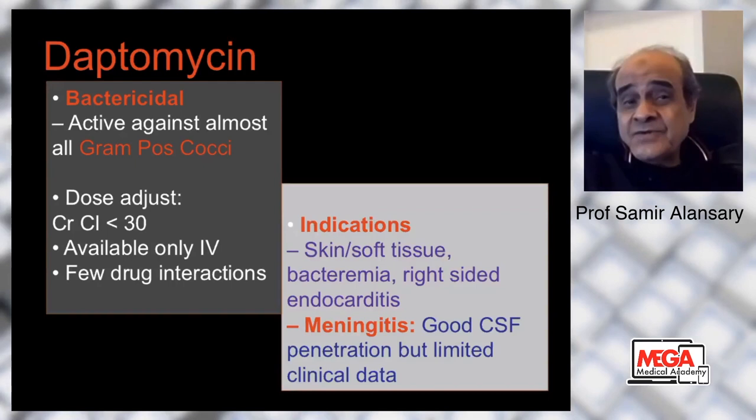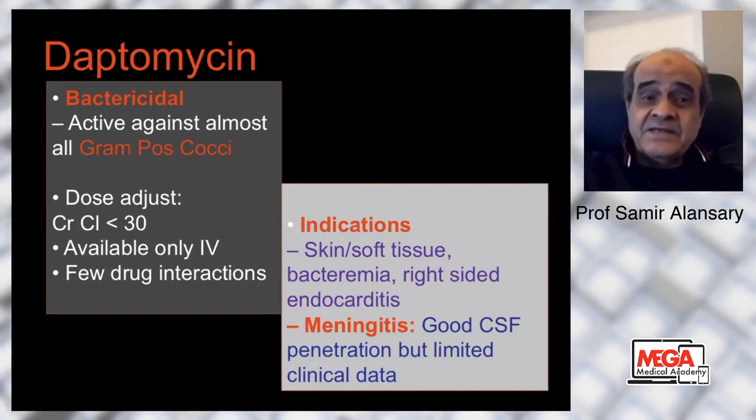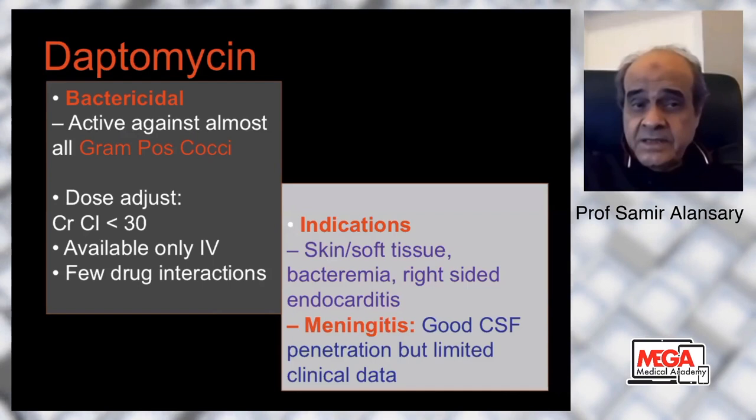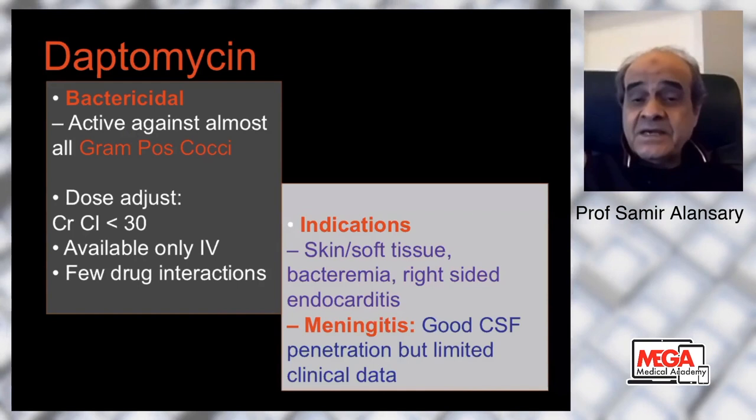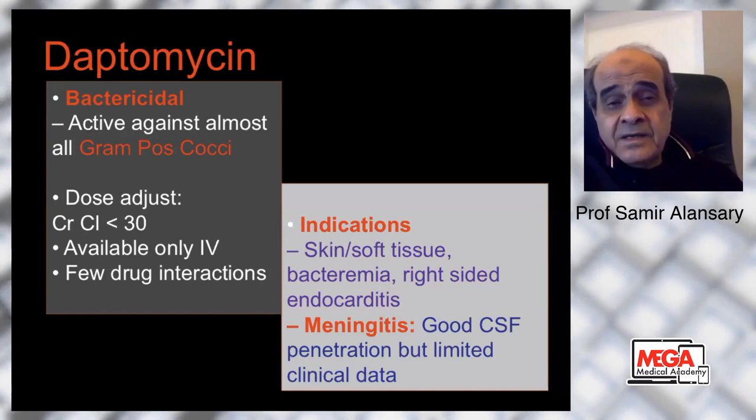Daptomycin is a good drug. It is a bactericidal drug, killing the bacteria, active against almost all gram-positive organisms. Dose must be adjusted when creatinine clearance is less than 30. Available only IV, with few drug interactions, but take care, it can cause eosinophilic pneumonia, with infiltration of eosinophils into the lung.